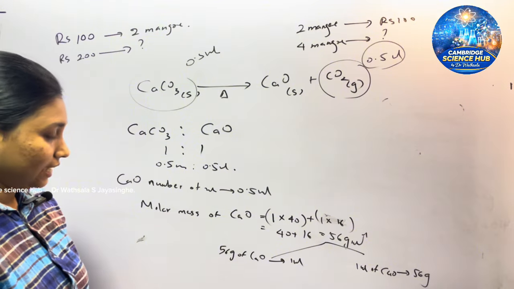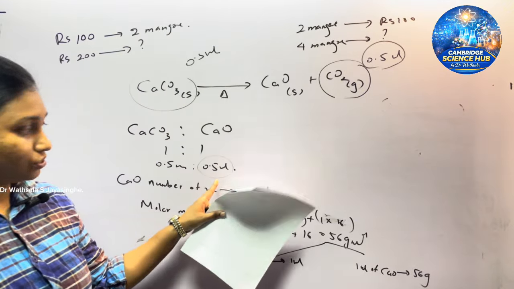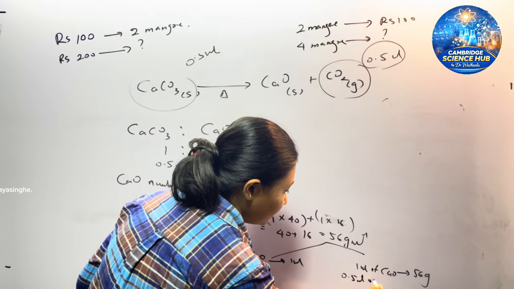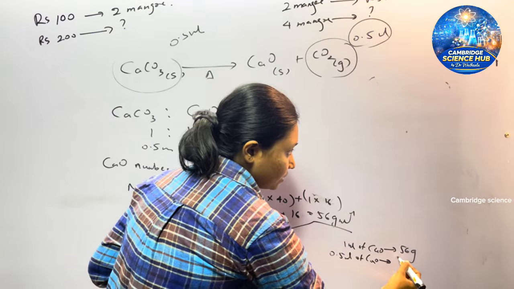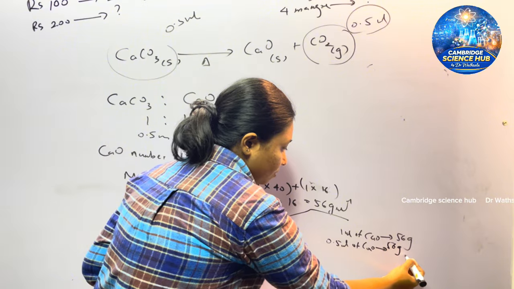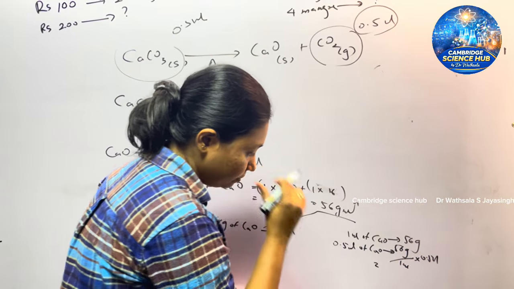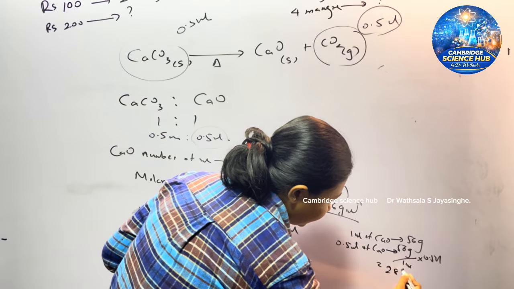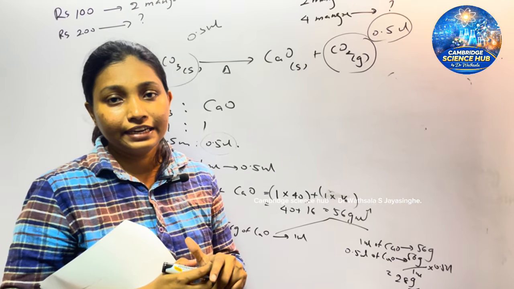Again, they ask for the mass, no? Here we found the number of moles of calcium oxide already, according to this. Here, 0.5 mole of calcium oxide is produced. So you have to find the mass of it. 56 grams are there, divided by 1 mole, multiplied by 0.5 mole. So the answer will be 28 grams. So the mass of calcium oxide produced is 28 grams.